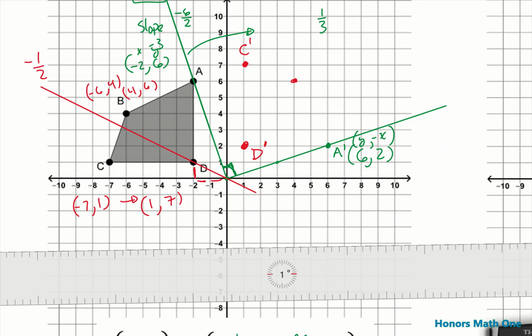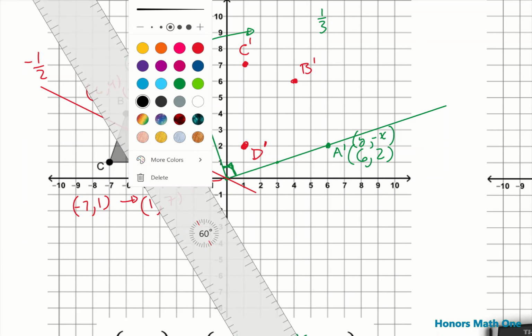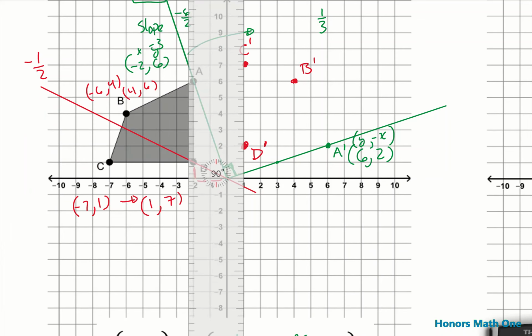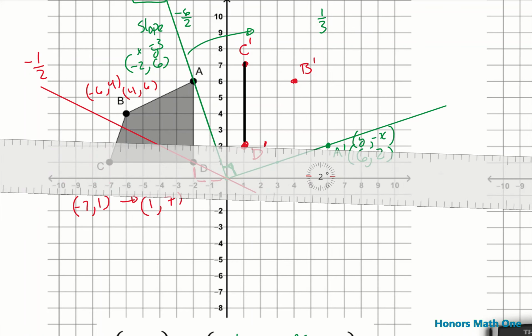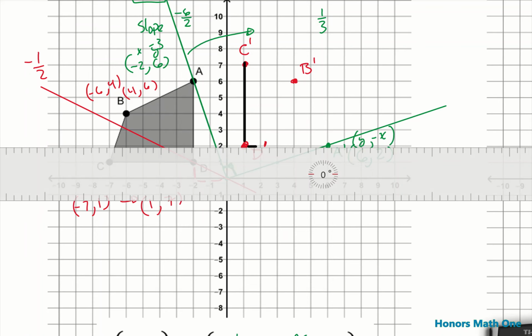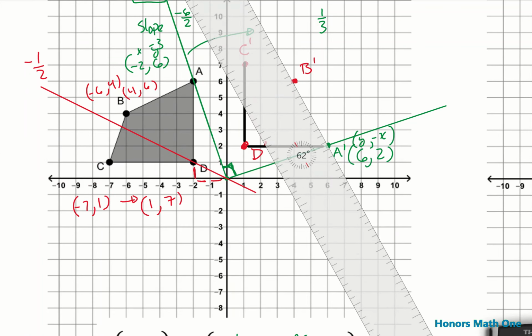And that is my point B prime. So at this point, I think I can sketch the correct point. Let me get a finer pen here. So I think we're looking at this, and then this, and then this.